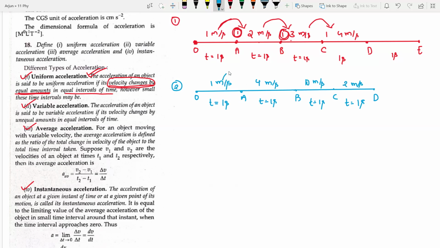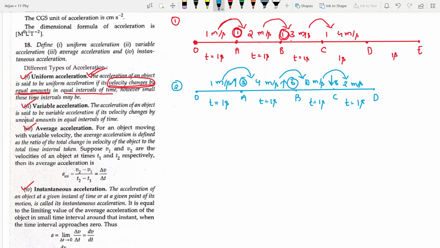Now you see how much increase is there from 1 to 4, 3 times. Again from 4 to 10, difference is 6. Again 10 to 2, it is minus 8, isn't it? So it is decreased by 8. Here it is increased. So variable acceleration or non-uniform acceleration, you can call.